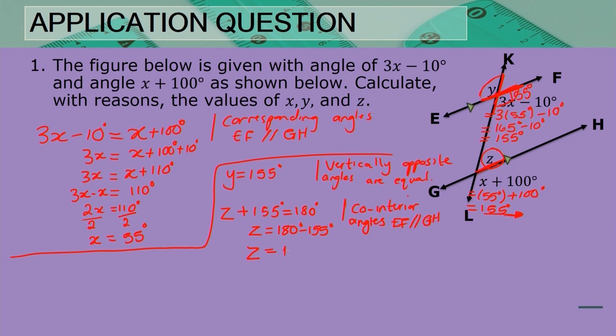If you have 180 minus 155, not 55, 155. So if you have the 25 degrees, then you are absolutely correct, because 180 minus 155 gives us 25 degrees. So that means that our Z there is 25 degrees. Let's move on to our next question.